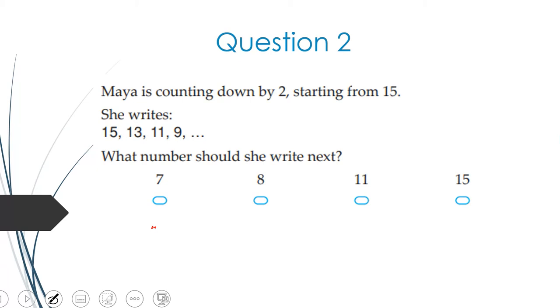Question 2. Maya is counting down by 2, starting from 15. She writes 15, 13, 11, 9. What number should she write next? We look at what's happening from one number to another. 15 to 13, going down by 2. 13 down to 11, also going down by 2. 11 going to 9, also going down by 2. So it looks like minus 2 is the pattern. So 9 take 2 will be 7.